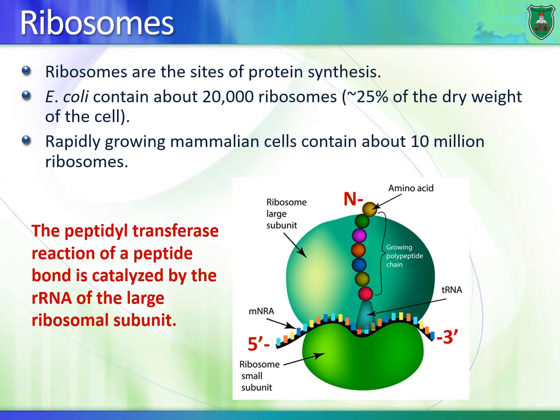Another case, by the way, whereby ribosomal RNA molecules can function as enzymes is in the process of RNA splicing, that is, removal of introns and connecting exons to each other.